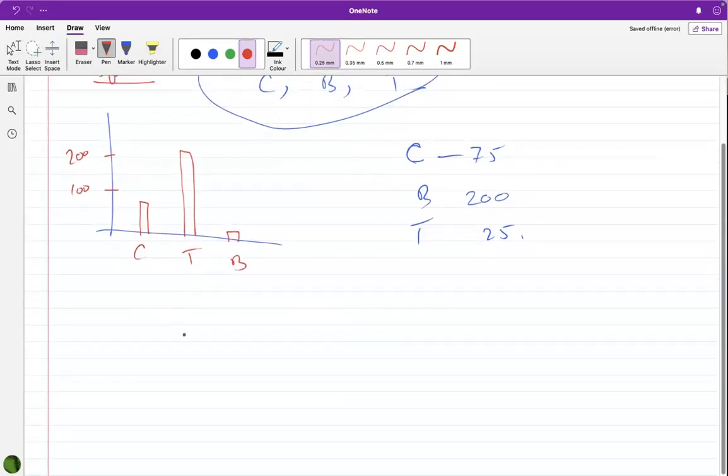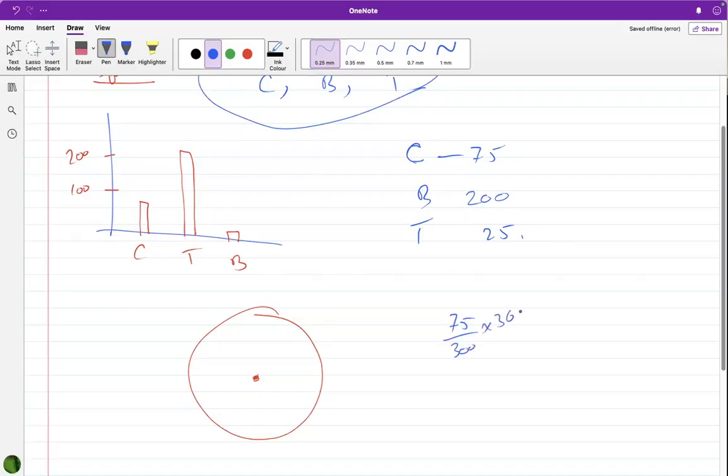Second could be that we are representing as a pie chart and showing 75, 200, and 25 as angles. And how do we find these angles? 75 divided by total times 360. So 75 divided by total times 360, I'm getting 90 degrees. So 90 degrees would represent cricket.